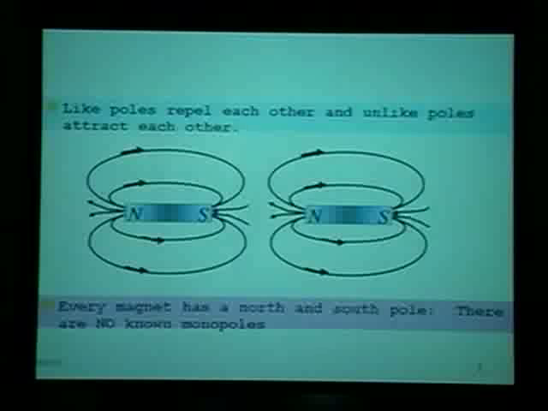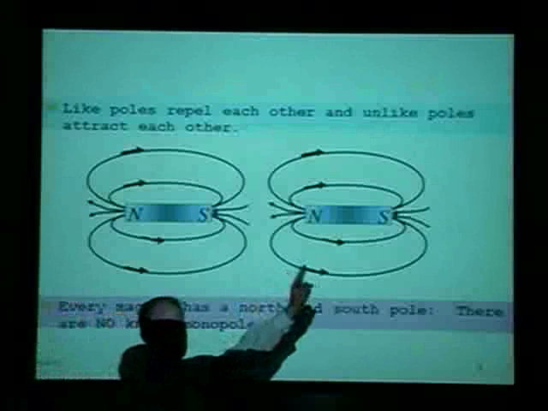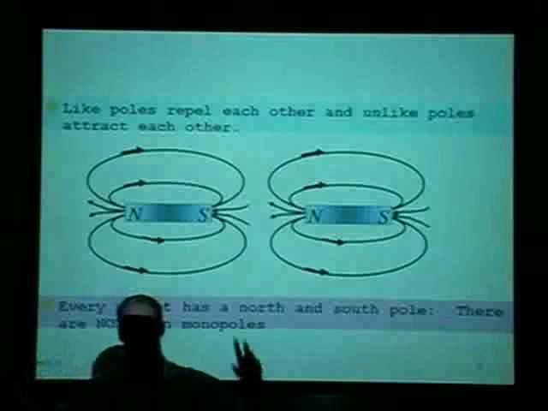Every magnet has a north and south pole. Every single magnet you see has a north and south pole. For every north pole, there's a south pole. There are no known monopoles. Making that statement, here's my question. What happens if I came in with a really sharp scissors and I cut this magnet in two, so that I would isolate the North Pole from the South Pole?